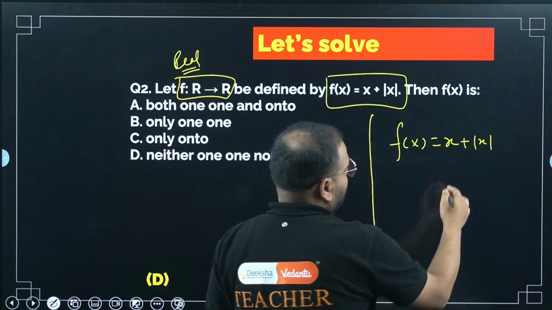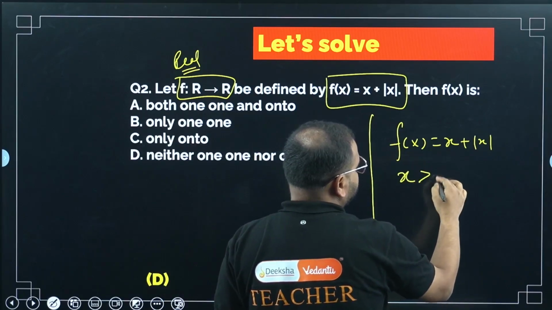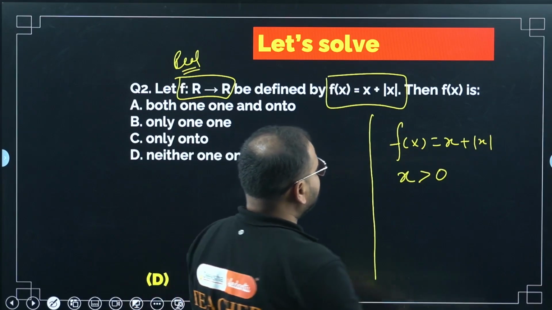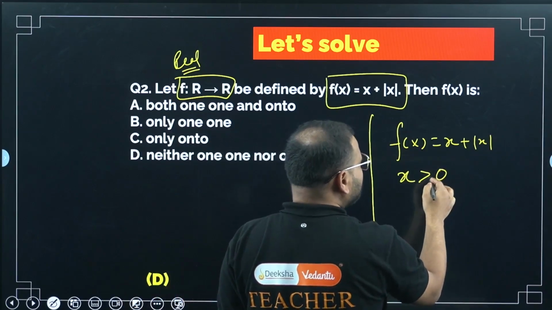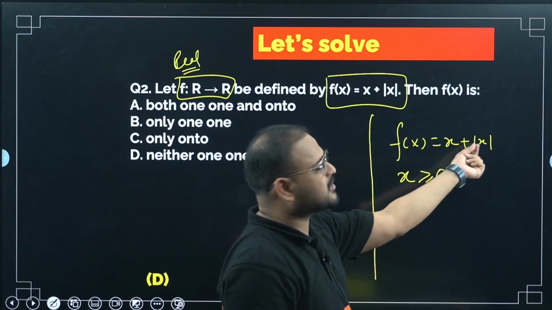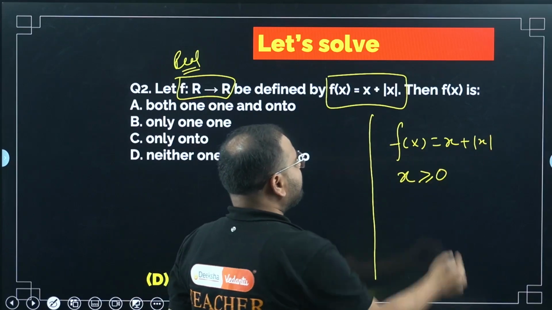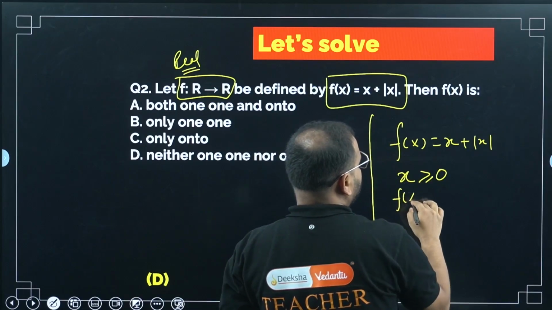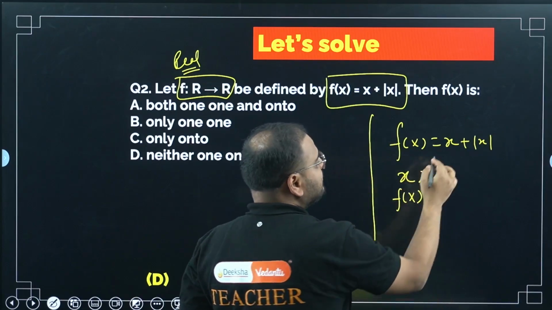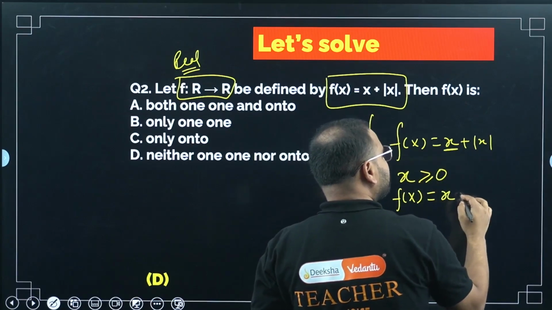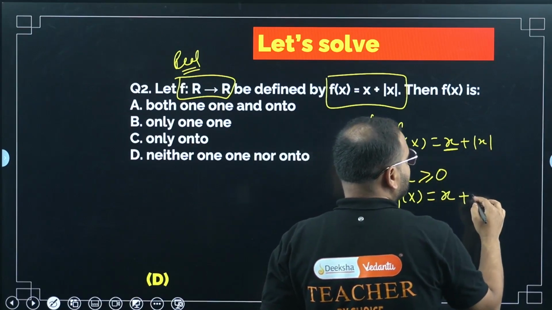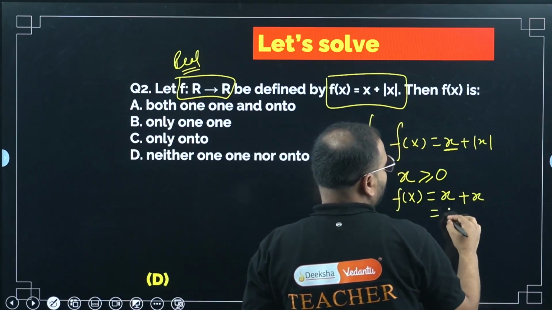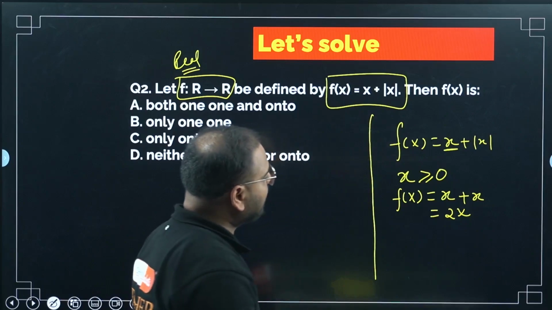Let's take x positive. I can take x positive or equal to 0 also. If I take equal to 0, then 0 plus 0 will be 0 only, so no problem. So if x is positive or equal to 0, f(x) will be: the mod opens with a positive sign, so it will be x, and I will get 2x.